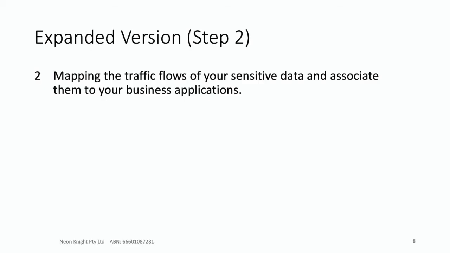If we look at step 2, then that is mapping the traffic flows of your sensitive data and associate them to your business applications. Now this one is very important for a few reasons. Say the sensitive data might reside in a database. However, multiple other systems in the application architecture may transact with that database, meaning there could be multiple points of access to that sensitive data. So let me go through a simple example to illustrate the issue.